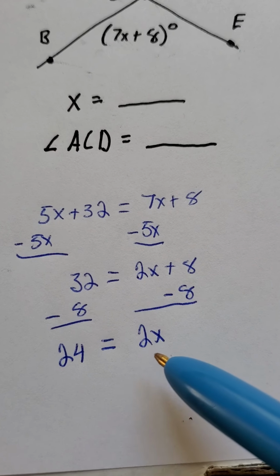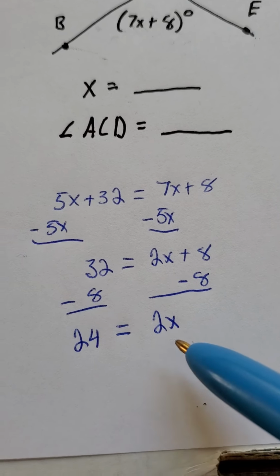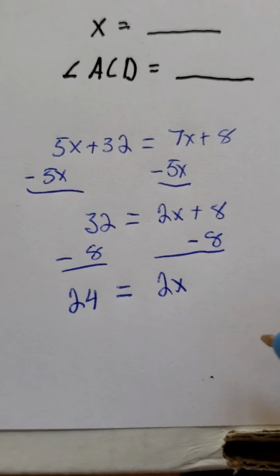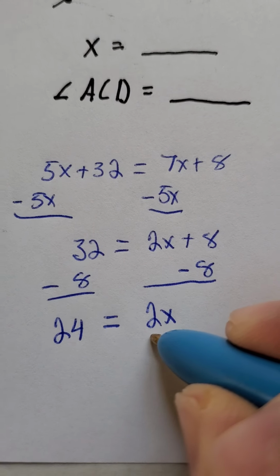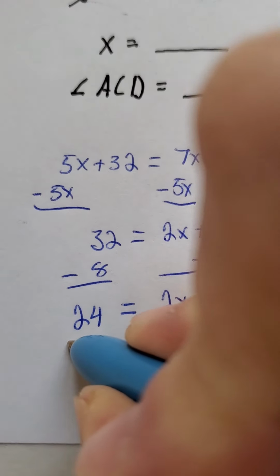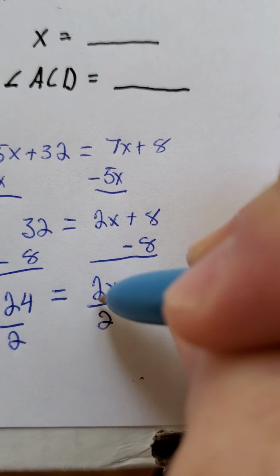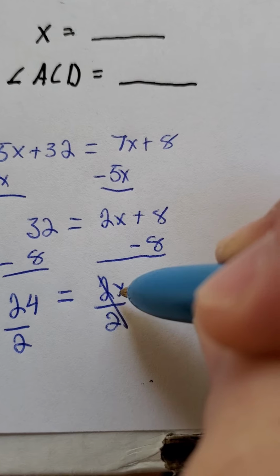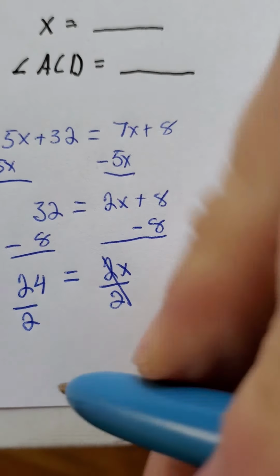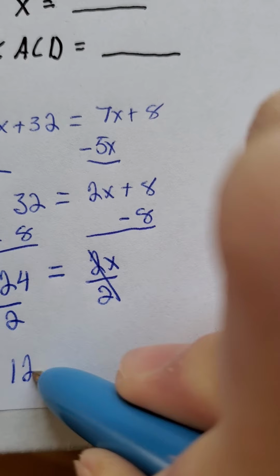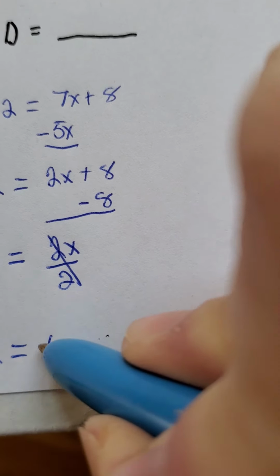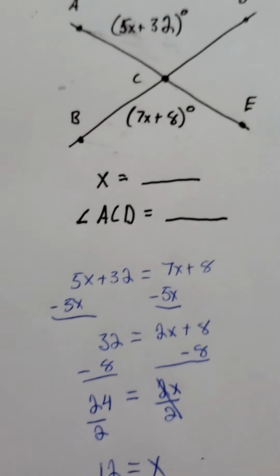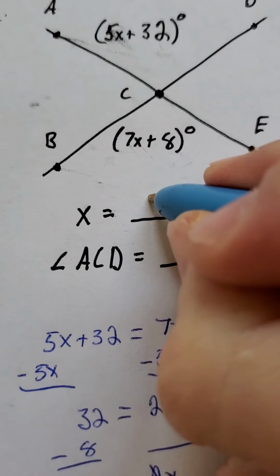So now we have 24 is equal to 2x. We still have to get rid of this 2 off the x. The 2 is multiplying the x. So we need to do the opposite. We need to divide. So we're going to divide both sides by 2. When we do that, these 2's will cancel. So we'll just be left with x by itself on the right side. On the left side, we have 24 divided by 2 is equal to 12. And so we wind up with that x is equal to 12. So that gave us our first answer that we're looking for. So x is equal to 12.